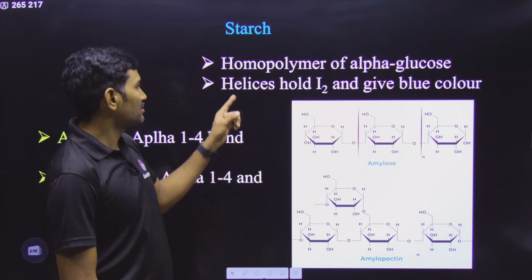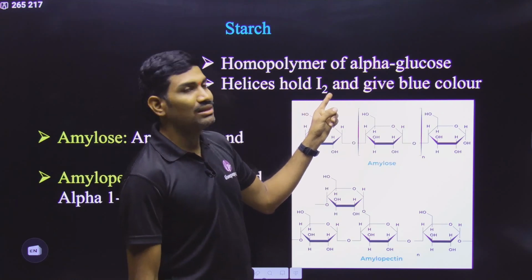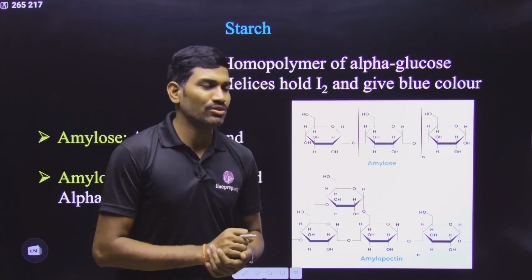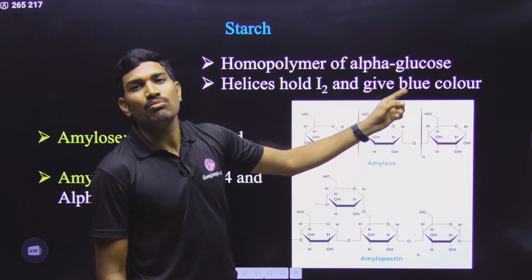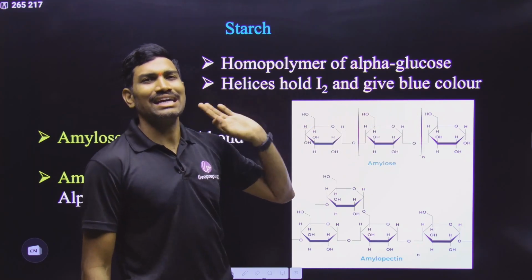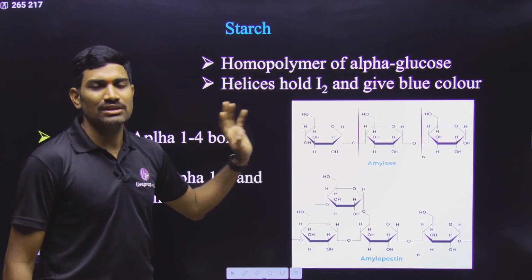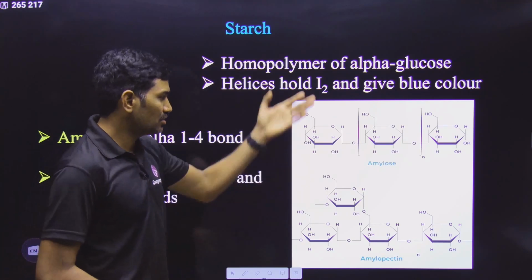Please remember this. These helices will hold the iodine, so that when we add the iodine solution, it will give the blue color. This blue color is a characteristic feature. We can easily observe the presence of starch with the iodine reaction. This is what they are saying.